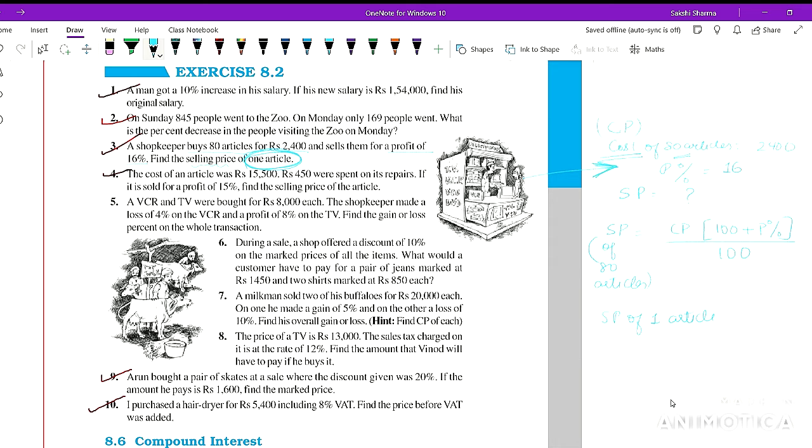From the CP of 80 articles, you can first of all find out the CP of one article, and then you can use the same formula, and when you apply this formula using the CP of one article, the answer will give you SP of one article. So either you can change the cost in the beginning from 80 to 1 initially, or you will have to change it at the end. So I'm going to change it in the beginning so that this 2,400 is reduced, and then I will work with a smaller number.